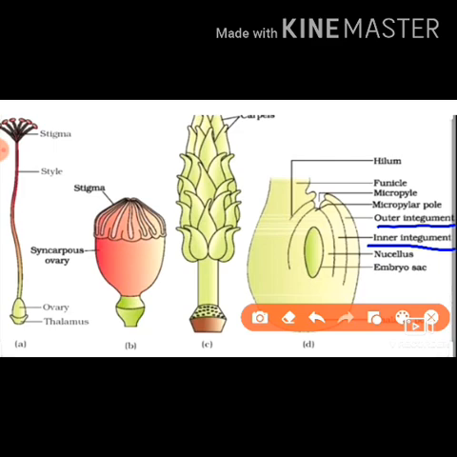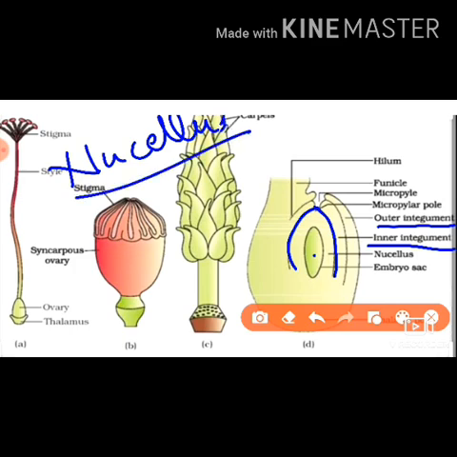Please remember the parts. They mainly protect the embryo sac which is present inside here. The outer integument, next to that the inner integument, and after these two integuments there is the presence of nucellus. Here they gave nucellus, not nucleus. Please remember nucellus. Nucellus is a mass of cells that store the food material or nutrients for the developing embryo sac.